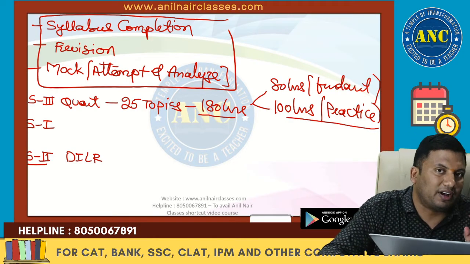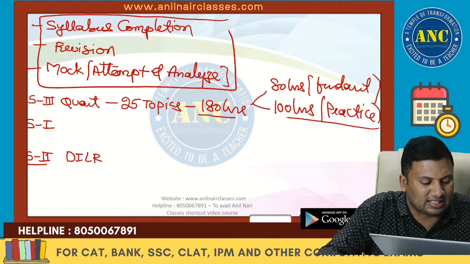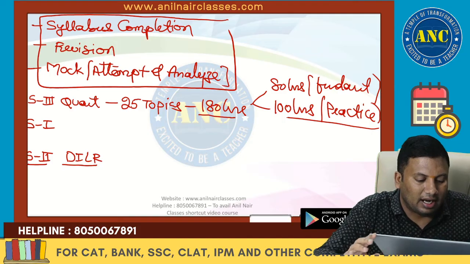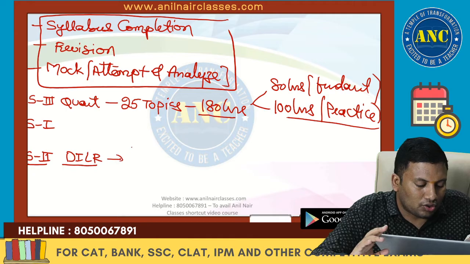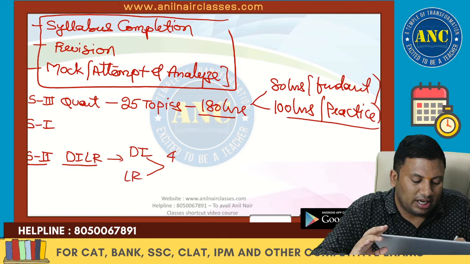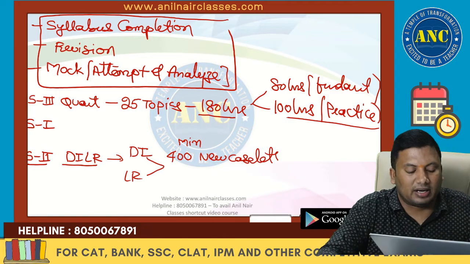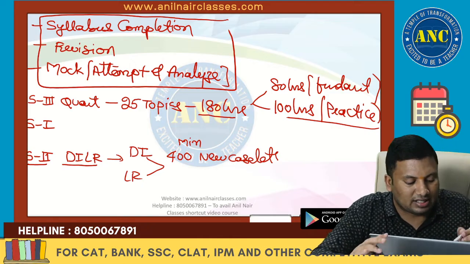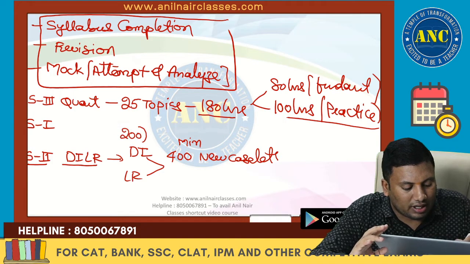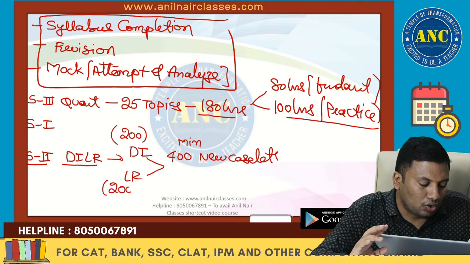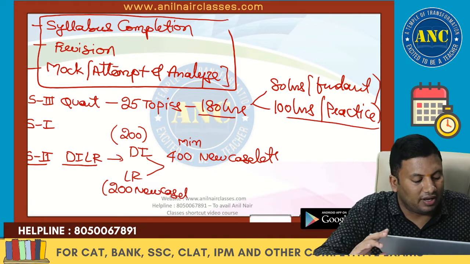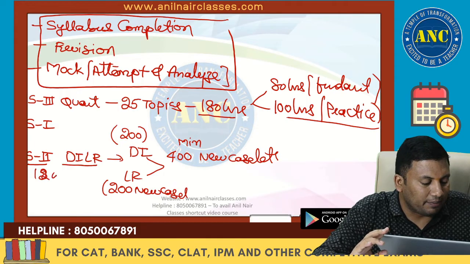It is only for the weekdays. Anyway, mock analysis is happening parallelly. In DI and LR combined, you should see a minimum of 400 new caselets till November 2nd. Here you will see 200 new caselets and here you will see 200 new caselets. That means totally we have got 12 weeks time.